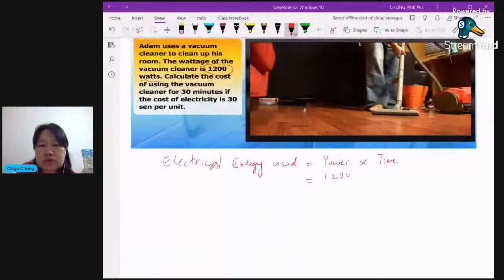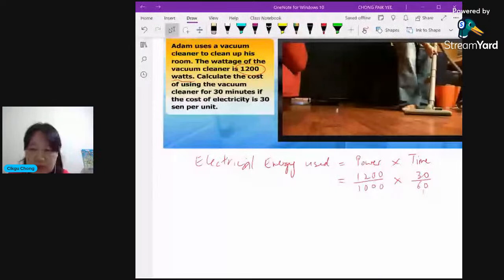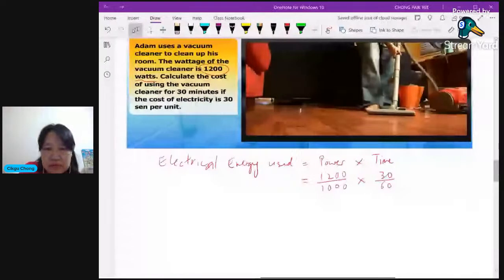Okay, I think I have an answer already from you. Time, 30 minutes, divide by 60. Okay, let me see. 1200 watts divided by 1000 becomes 1.2. 30 minutes divided by 60 becomes 0.5. So you can just directly put here 1.2, times 0.5, or 1 over 2.